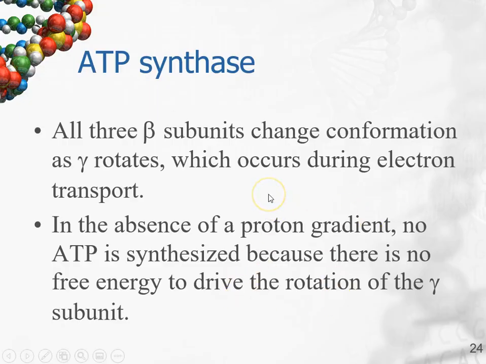So all 3 beta subunits change conformation during electron transport. So that means that in order to synthesize ATP, we have to have electron transport. We have to have a proton gradient, because the protons coming back through that F sub 0 channel are required to drive the rotation of that gamma subunit, and that's what causes the rotation of the F sub 1, those 3 alpha and 3 beta subunits.